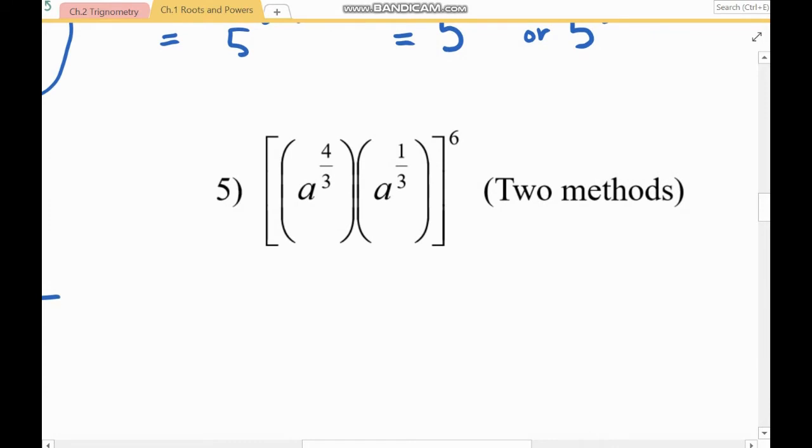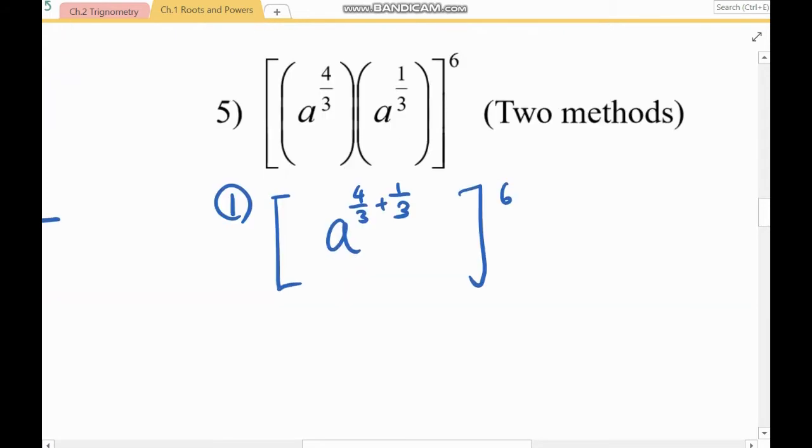Next one. There are two methods to solve this problem. So for the first method, we're going to combine. We're going to take care of the inside of the square bracket first. All right? So inside of the square bracket, we have a to the power of 4 over 3 multiplied by a to the power of 1 over 3. Add them up.